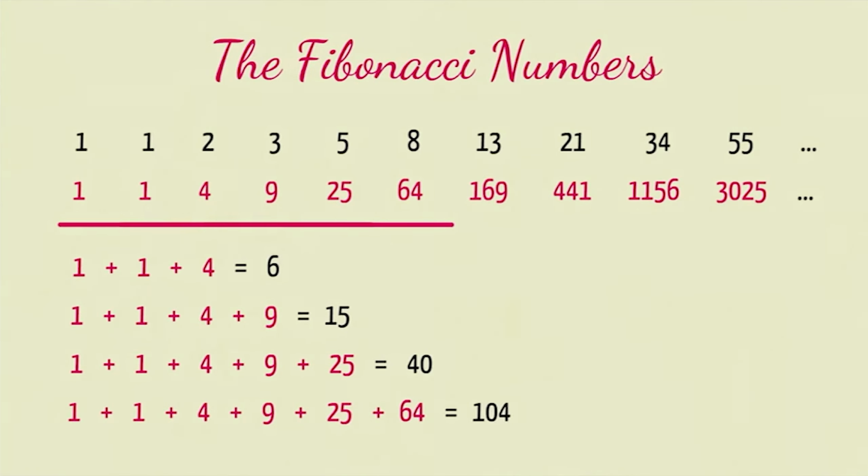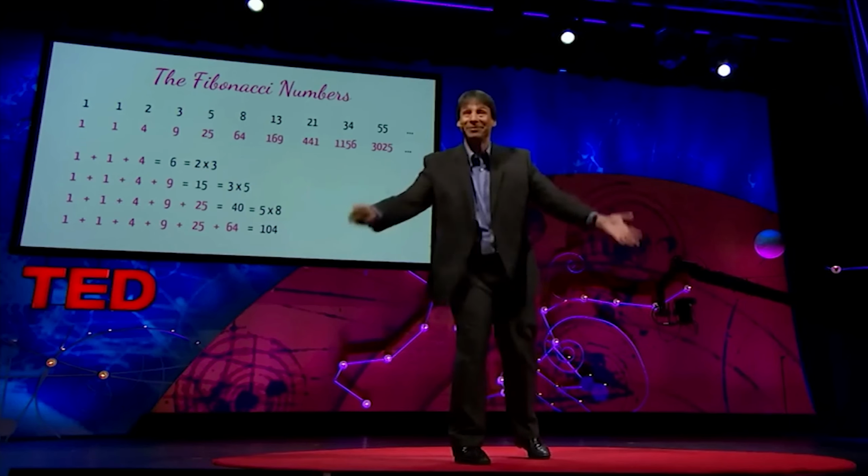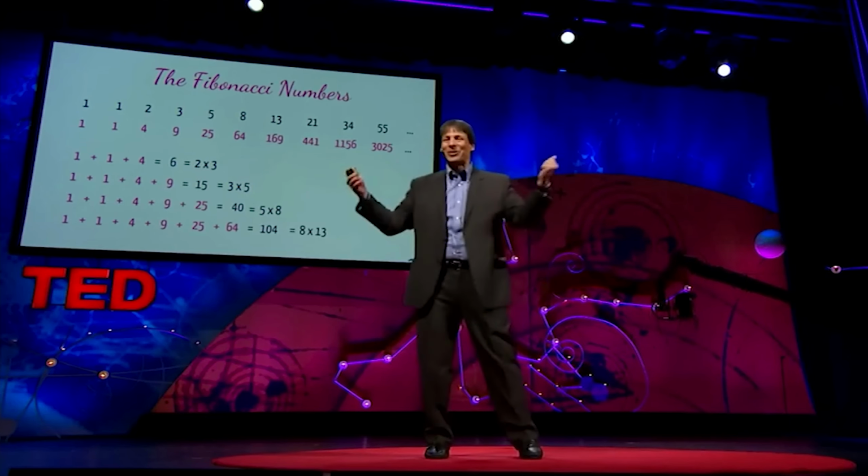Those are not Fibonacci numbers, but if you look at them closely, you'll see the Fibonacci numbers buried inside of them. You see it? I'll show it to you. 6 is 2 times 3, 15 is 3 times 5, 40 is 5 times 8, 2, 3, 5, 8. Who do we appreciate? Fibonacci, of course.